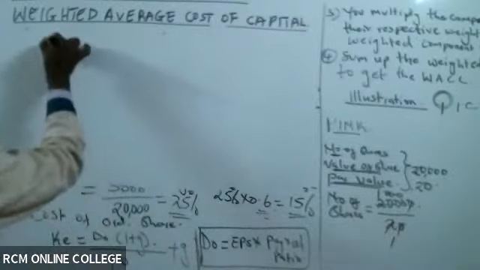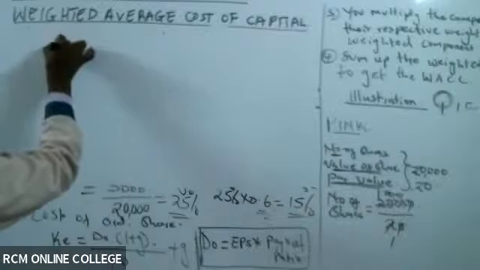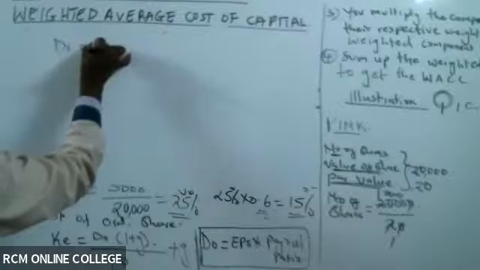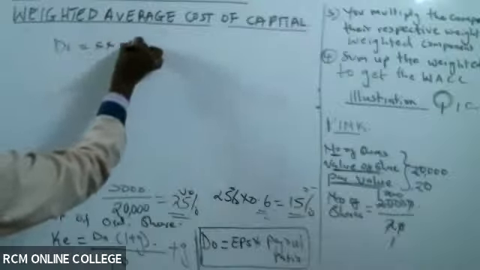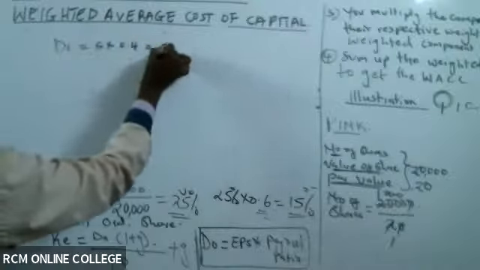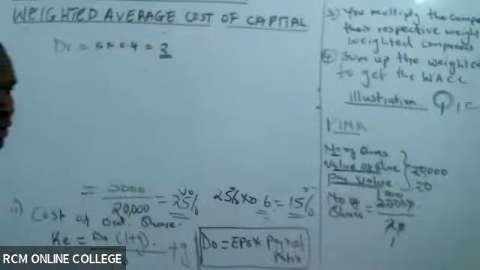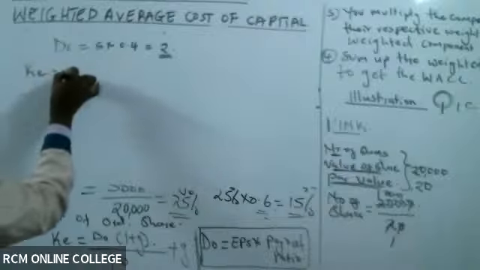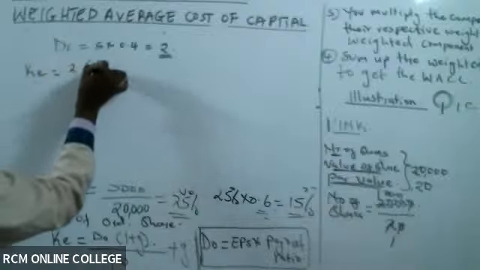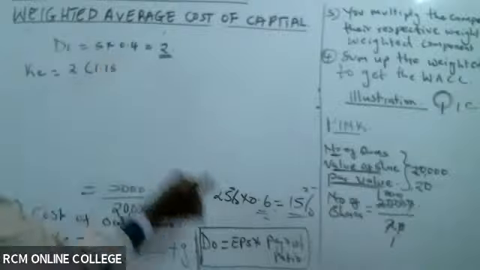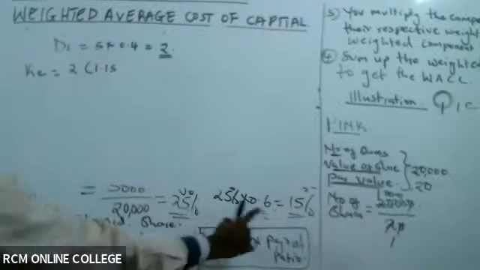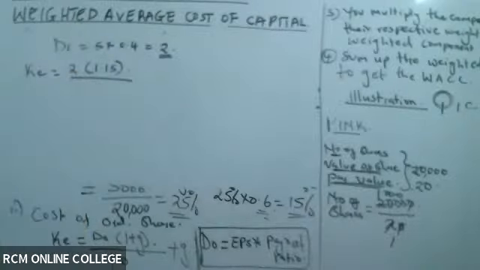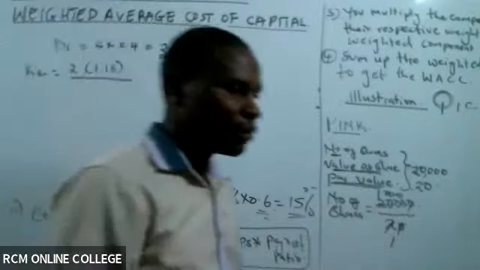I'm told it's 2. So D0 is equal to 5 times 0.4, which will give you 2 shillings. Now let's get the KE. KE will be equal to 2 into bracket 1.15, divided by P0. What is our P0? Market value of the ordinary share.